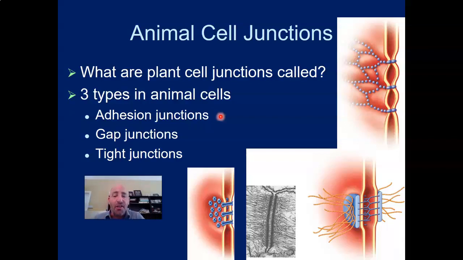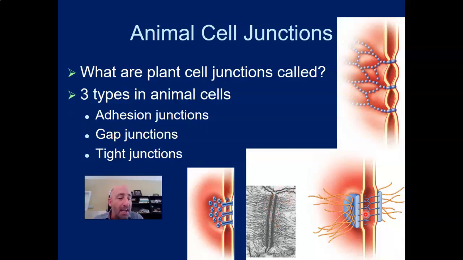So adhesion junctions are found often in your skin. They are very strong junctions, but they allow for flexibility. Just like your skin is flexible. It's not rigid.